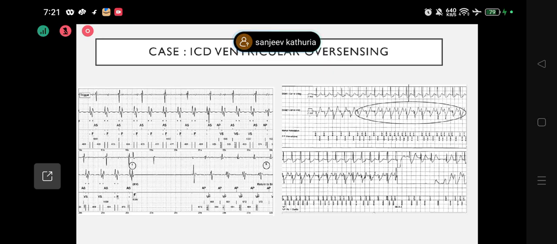What is it oversensing? Vimal sir, am I audible? Yeah, 100% audible. So somebody is writing T wave as R wave. That is very good. Now, all of you keep seeing my arrow. Is my arrow visible? Yes, it is visible. So keep seeing my arrow.